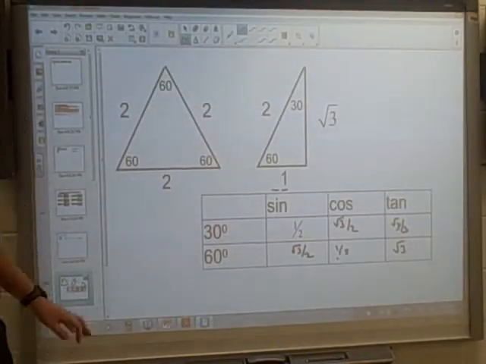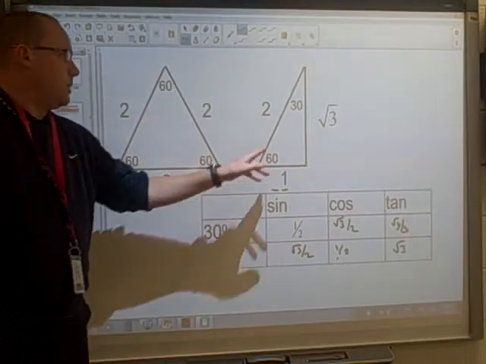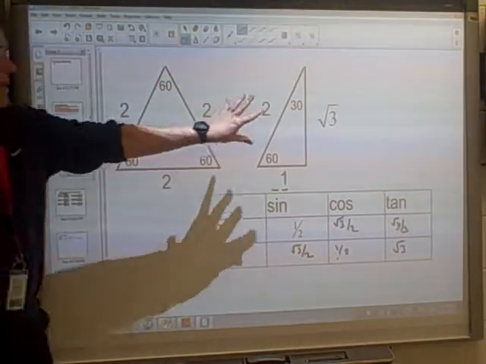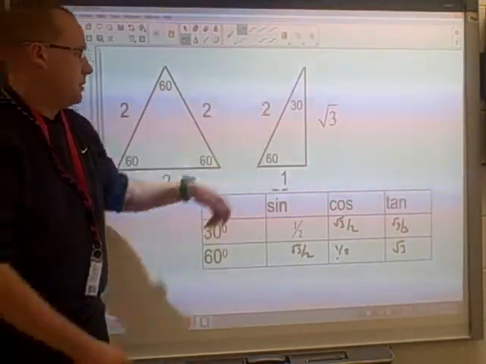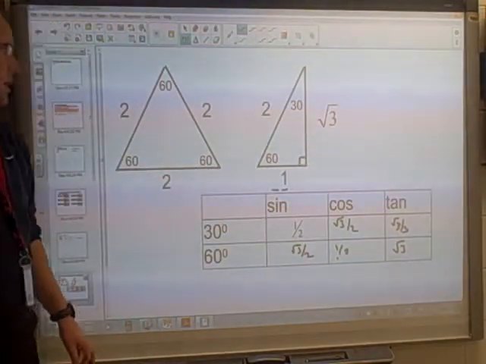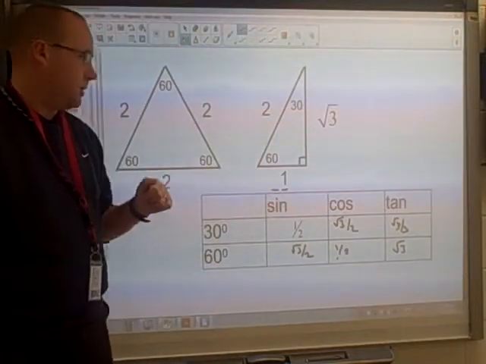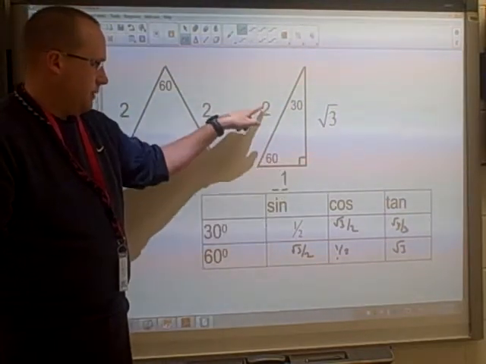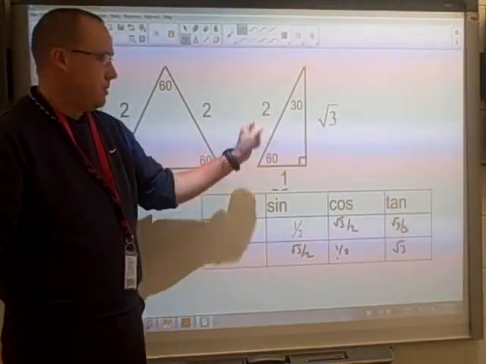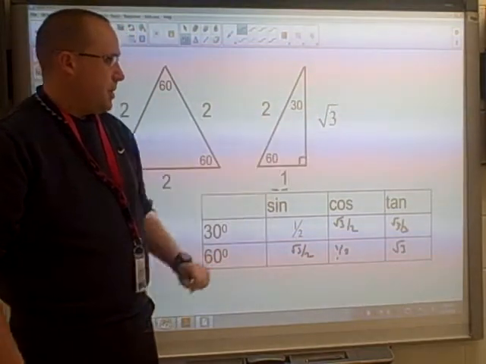So to find some of our special values, we're going to start with this equilateral triangle and then split it down the middle. So the angle gets bisected and also the side gets split in half as well. And radical 3 comes from Pythagoras, 2 squared minus 1 squared, all square rooted, gives us radical 3. And then you can fill in all the special values for 30 and 60 using the properties of the sides. So sine is opposite over hypotenuse, which I filled in here. Cosine is adjacent over hypotenuse. And tan is opposite over adjacent.